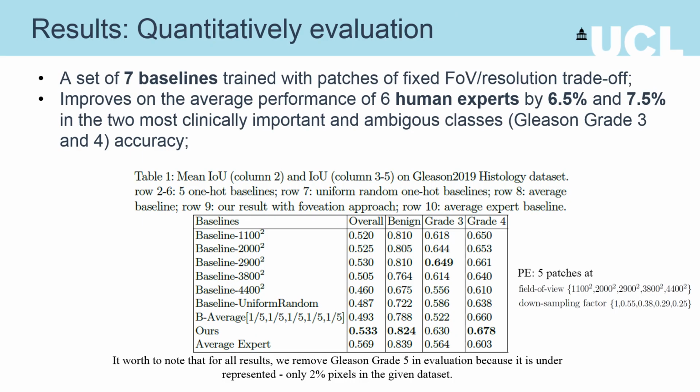To quantitatively check our results, we perform experiments on the Gleason 2019 dataset. We first compare with a set of 7 baselines trained with patches of fixed field of view resolution trade-off. For example, the first 5 lines in the table give 5 fixed patch size configurations, and then the 6th baseline will perform uniform random selection at each location from the 5 patch configurations. And the 7th baseline will average all the 5 patch configurations at each location. And ours outperformed all the baselines.